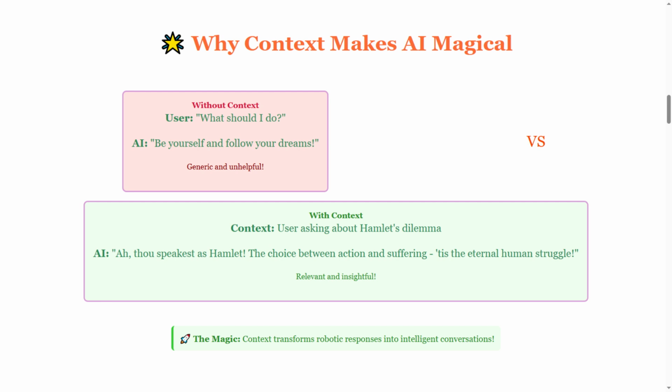Watch this transformation. Without context, when someone asks, "What should I do?" our AI gives generic advice like, "Follow your dreams." Pretty useless, right? But with context, knowing we're discussing Hamlet's famous dilemma, suddenly our AI responds like a Shakespeare scholar. "You speak as Hamlet. The eternal choice between suffering injustice or fighting back." Context transforms robotic responses into intelligent, relevant conversations. It's the difference between talking to a search engine and talking to a wise friend.